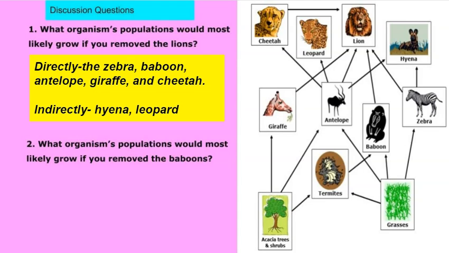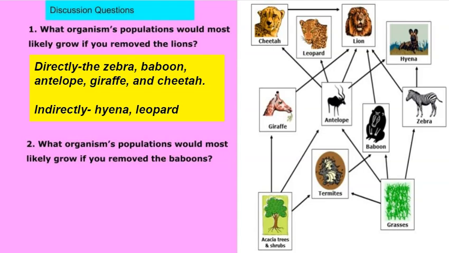But there's going to be less pressure on the antelope, and that's one of the things that the lion shares with the leopard and the hyena. And in fact, the hyena also shares the zebra. So because there's less lions, there's going to be more prey that they're usually going to be preying on. Right? What organism's population would most likely grow if you remove the baboons?